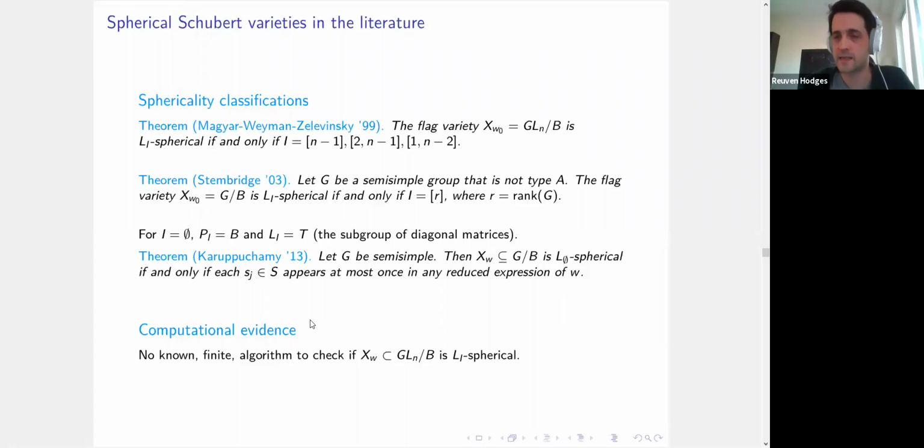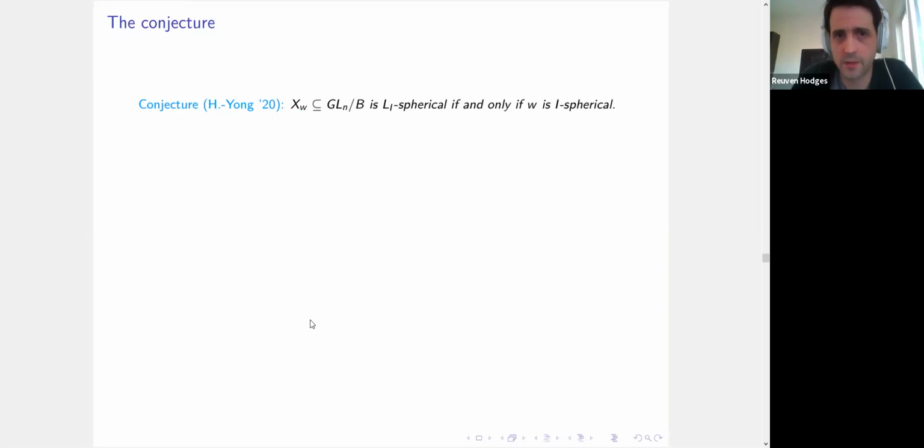Okay. So now I'd like to tie everything together. We had this Coxeter combinatorics stuff that we were talking about, and now we have this sphericality stuff, and here is the conjecture. The conjecture is that a Schubert variety is Li spherical, that is, there's a dense Borel inside of Li orbit, if and only if W is I spherical, this Coxeter combinatorial definition from the beginning. And I should say this is the type A version of the conjecture, but the conjecture is actually type independent. The conjecture is just X_W in G/B is Li spherical if and only if W is I spherical.